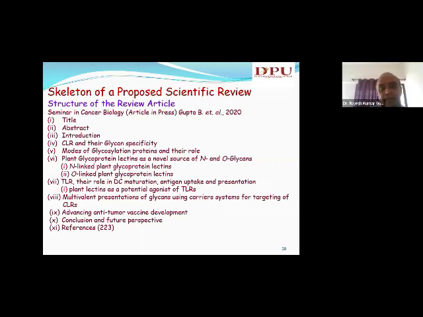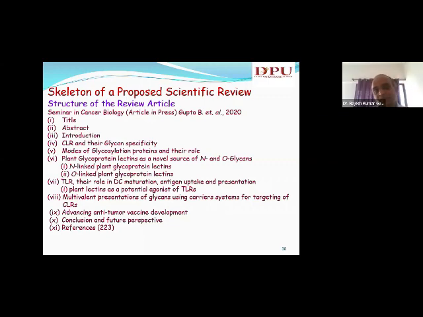N-linked plant glycoprotein lectins, O-linked plant glycoprotein lectins, TLR, toll-like receptors, their role in DC maturation, antigen uptake and presentation. We have given subheadings like plant lectins as potential agonists of TLRs. It is a new concept that is coming. Multivalent presentation of glycans using carrier systems for targeting C-type lectin receptors on antigen presenting cells. Then we come to advancing anti-tumor vaccine development, and finally conclusion and future perspective.